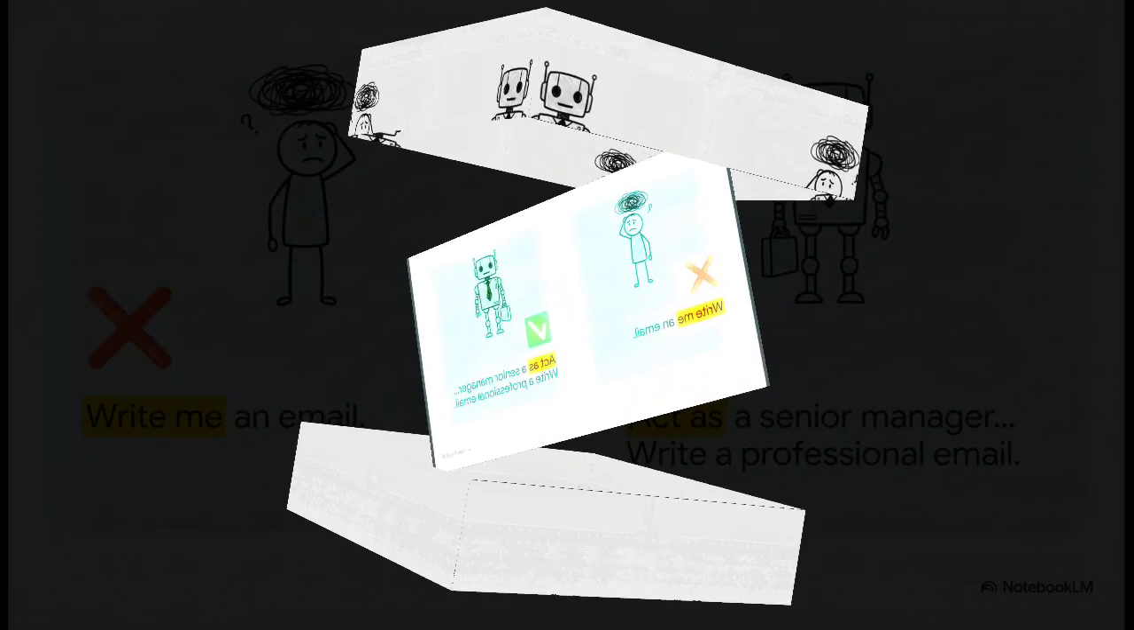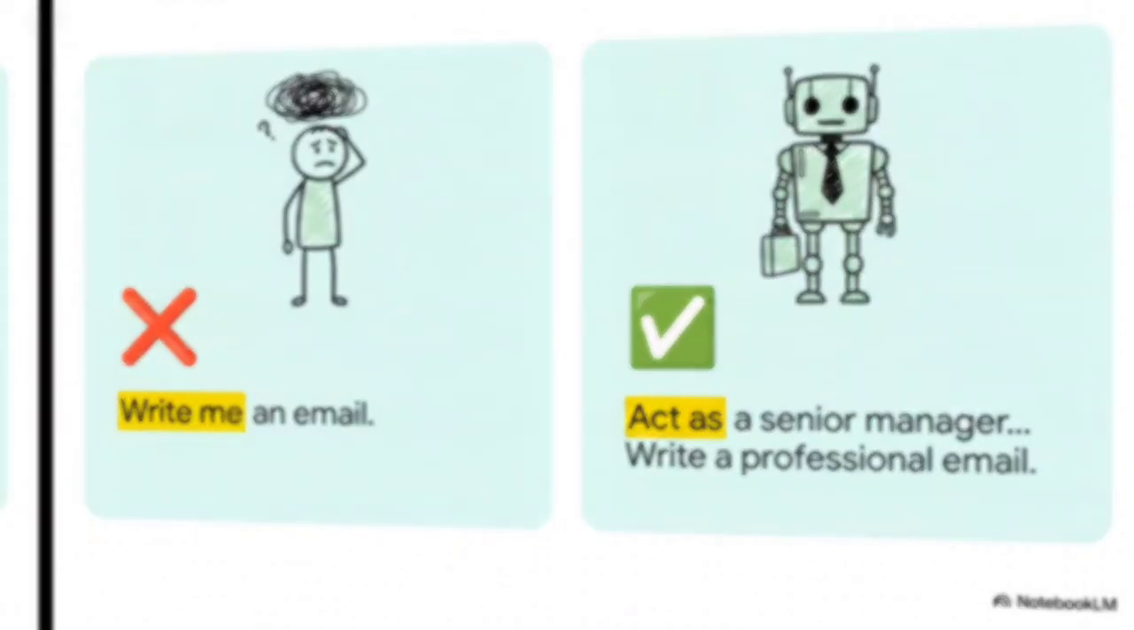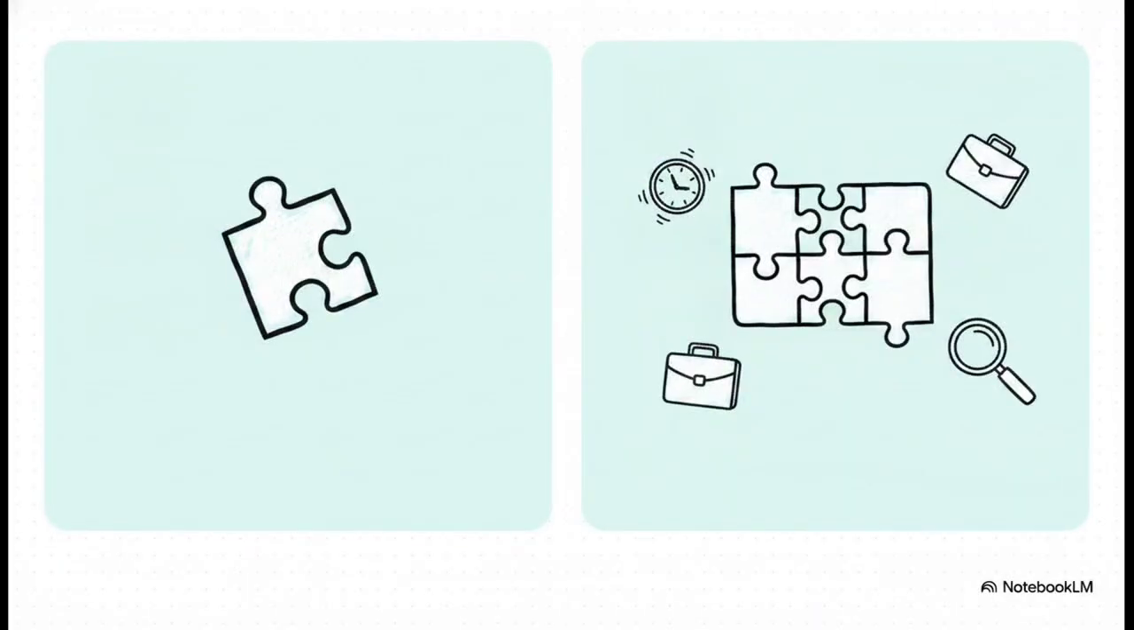By assigning a specific identity, you actually force the AI to tap into expert vocabulary. The results are just miles better. Pros literally never ask basic questions. They assign identities. Building right on top of that, the next crucial step is adding deep context.